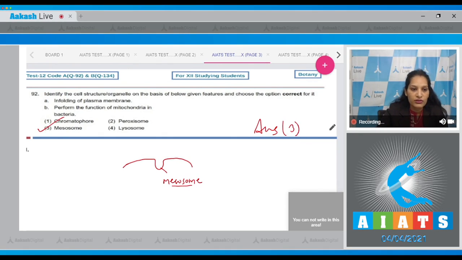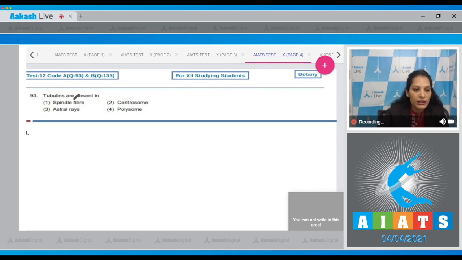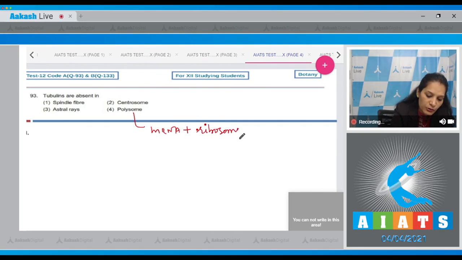Let's move to the next question. Question number 93. Tubulins are absent in. Tubulin is a protein which helps in spindle fiber formation, astral rays formation, centrosome formation, but not the polysome, because polysome is mRNA plus ribosomes. When many ribosomes attach to a single mRNA, it is called the polysome. Tubulin has no role in the polysome. So the correct option for the given question is option number 4. Let's move to the next question.